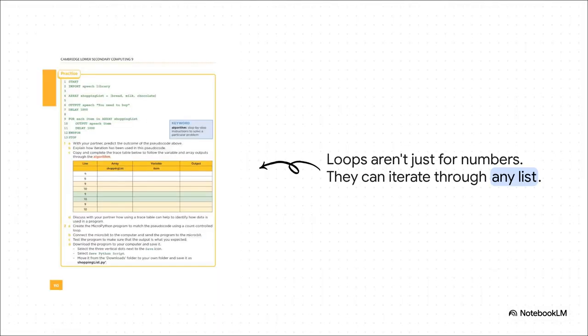And you've got to remember, loops aren't just for counting numbers. You can tell a loop to go through every single item in a list. I mean, think about it. A program that reads your shopping list out loud, or one that plays every single song in your favorite playlist, or even one that sends a text message to every single contact in your phone. All of that is powered by loops.